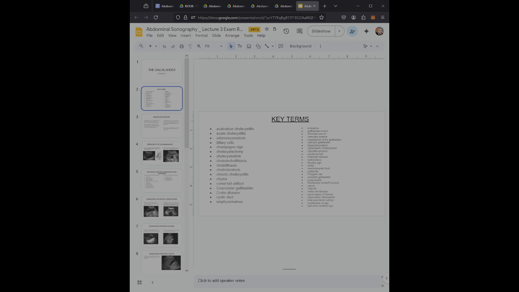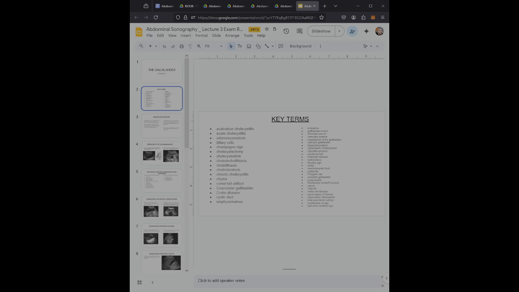Champagne sign, this is usually as a result of dirty shadowing, reverberation, or ring down artifact. This is caused by gas or gas bubbles produced by bacteria that are within the gallbladder wall. A cholecystectomy is a surgical removal of the gallbladder. Cholecystokinin is a hormone produced by the duodenum that causes the gallbladder to contract.